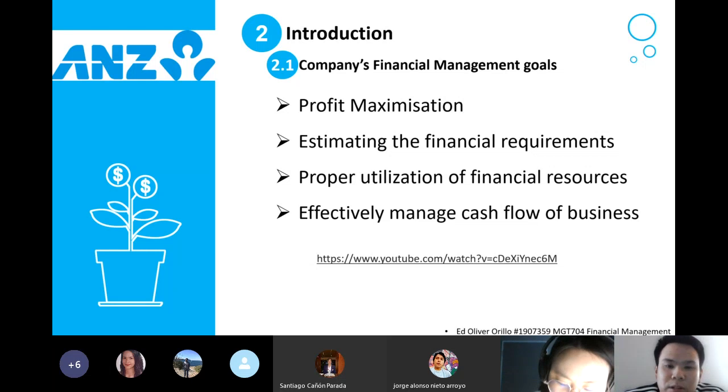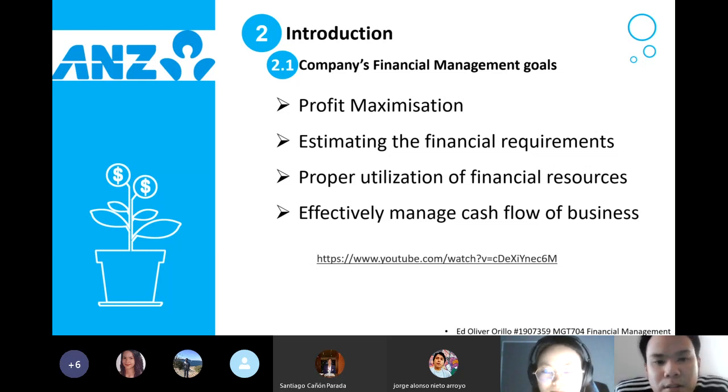The first financial management goal is profit maximization, which means that ANZ wants to maximize its profits by offering the lowest return possible to investors without scaring them. They choose to provide just enough information to maximize their profit.